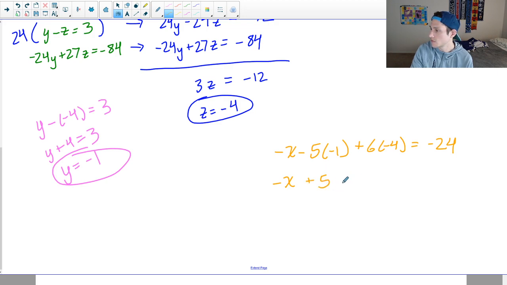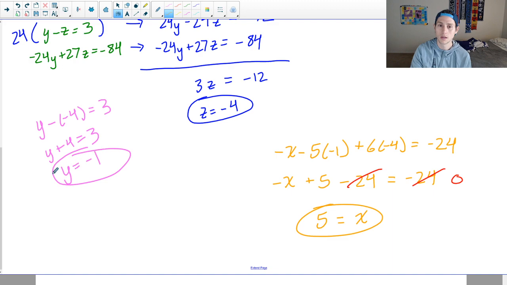Negative 5 times negative 1 is plus 5. 6 times negative 4 is minus 24, and that equals minus 24. I could combine the 5 minus 24 here, but I see minus 24 on both sides. So if I add 24 to both sides, it would automatically get rid of those, leaving me with 0 on the right. Then I'll add x to both sides. So I get 5 equals x. So my final answer: 5, negative 1, negative 4.